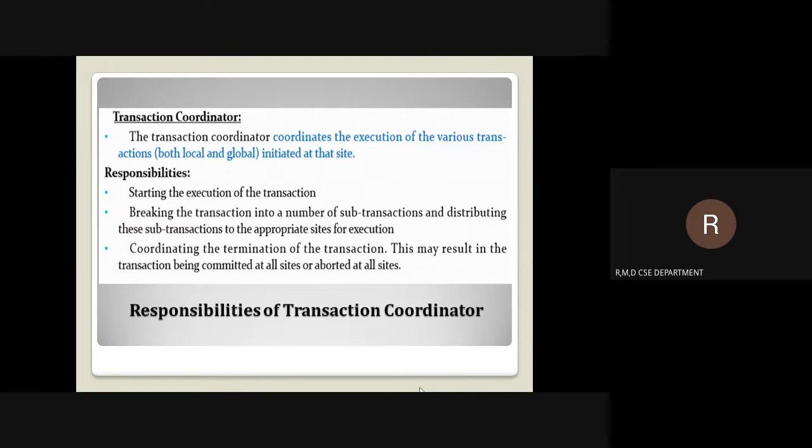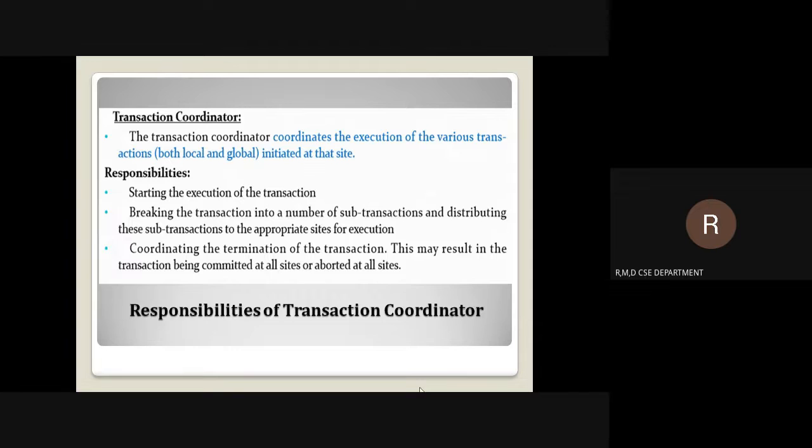Now, the responsibilities of the transaction coordinator. Every site has a transaction manager component as well as a transaction coordinator component. The transaction coordinator subsystem of a site will become active when a transaction is initiated in that particular site. When a transaction is initiated, the transaction coordinator subsystem is responsible for coordinating the execution of various sub-transactions that are initiated from that site.